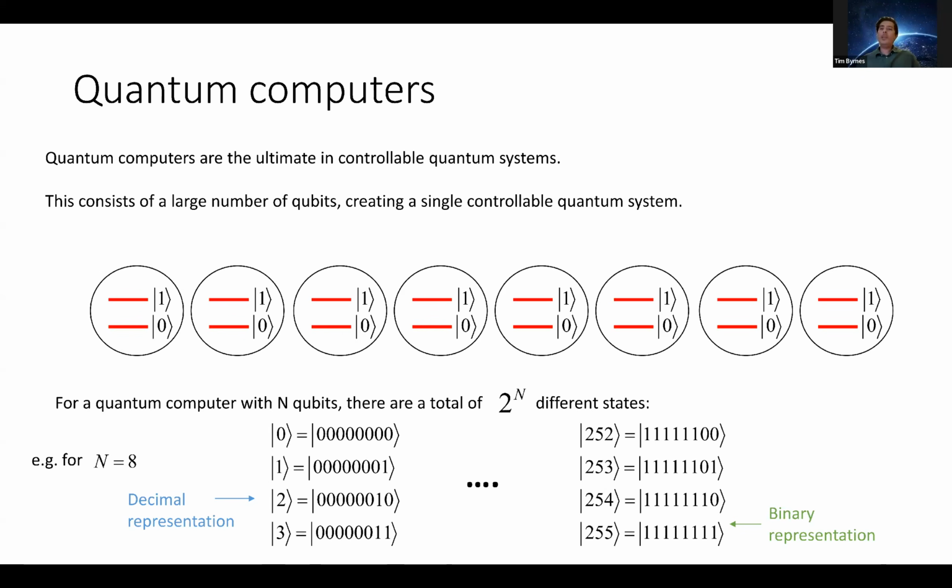So just to recap on what we were doing last time, we started off looking at basically what quantum computers are on a sort of abstract level.